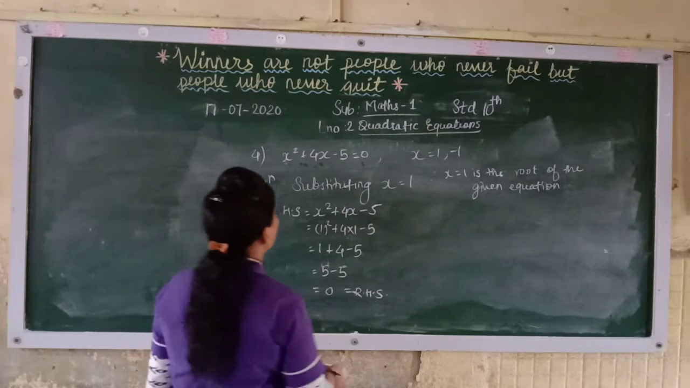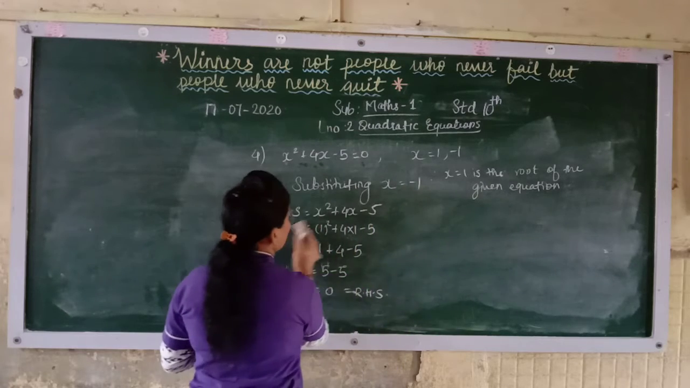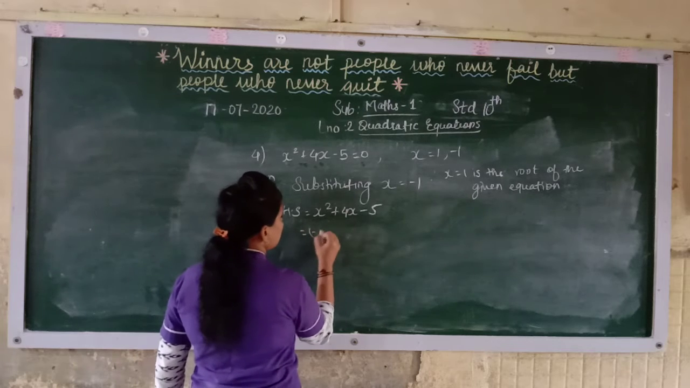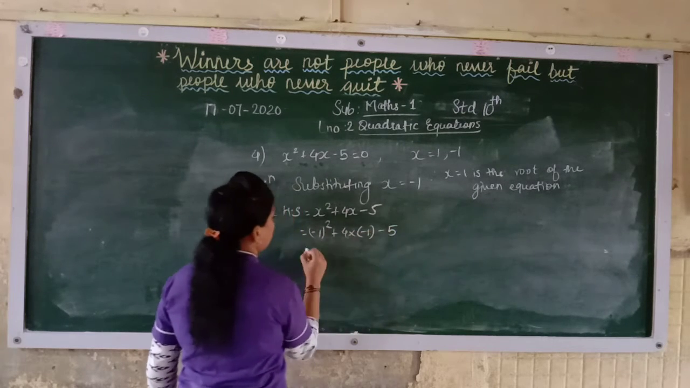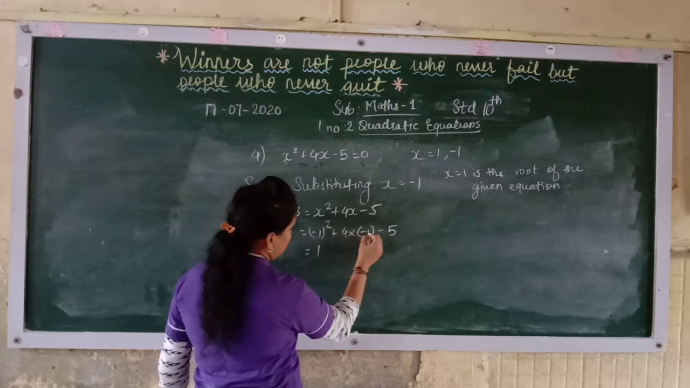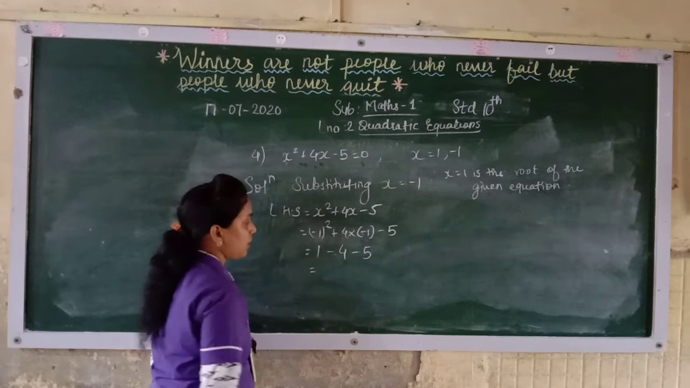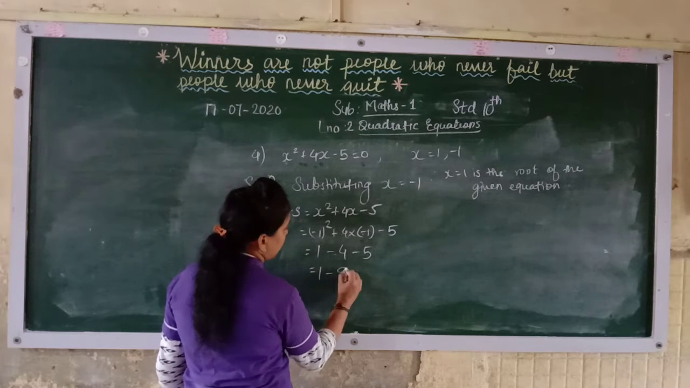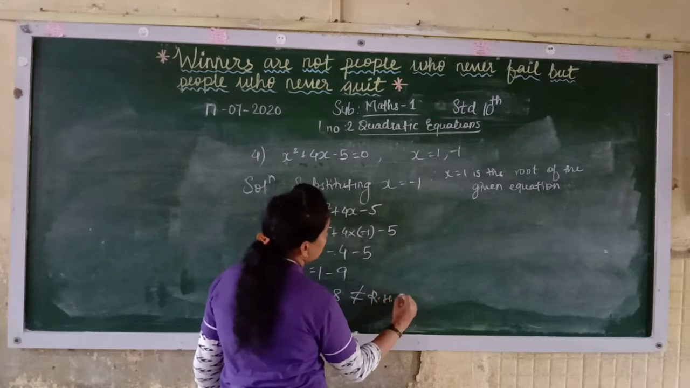Now, similarly you will do for minus 1. So x is equal to minus 1. You will substitute over here minus 1. So what you will get here? Minus 1 the whole square plus 4 into minus 1 minus 5. Minus 1 square is 1 only. But 4 ones are 4 but the minus sign is there over here. So what you will get here? 1 minus 4 minus 5, minus 9. So the answer you will get is minus 8, which is not equal to the right hand side.